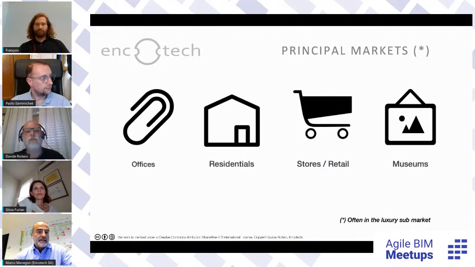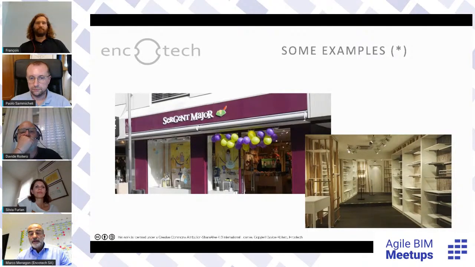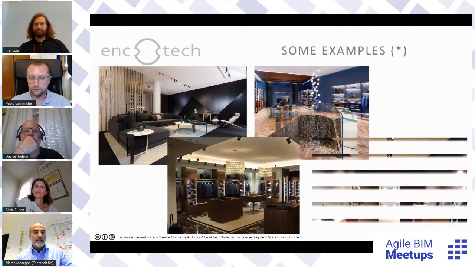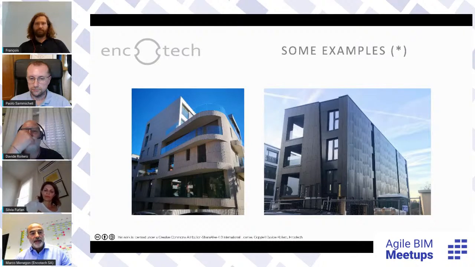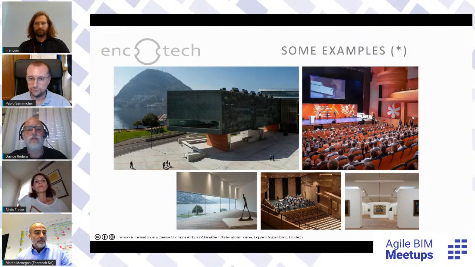We work mainly in these markets: building or renewing offices, residentials, stores, museums, and so on. So we go from little stores of 60 or 70 square meters to more than 1,200 square meters stores, with also many references to high-standing luxury brands. So we have a lot of examples. We also build from small apartments like this one, 35, 40 square meters, to buildings built in concrete or in wood, and to villas of more than 4,000 square meters, or to theaters, or to museums, and so on.